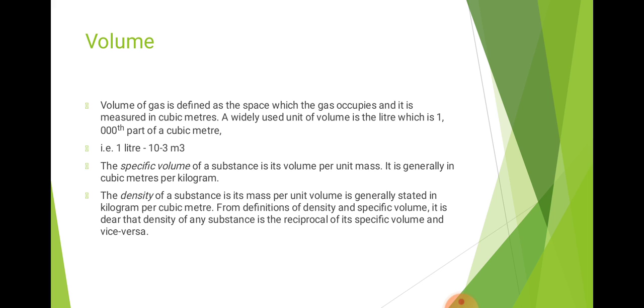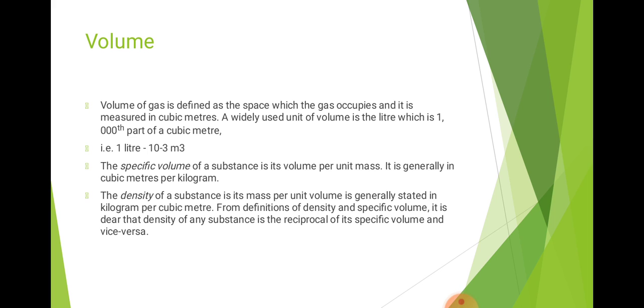Another important property is the density. The density of a substance is its mass per unit volume. It is generally stated in kilogram per cubic meter. So from this definition we can relate the density and the specific volume. It is clear that the density of any substance is the reciprocal of its specific volume and vice versa.